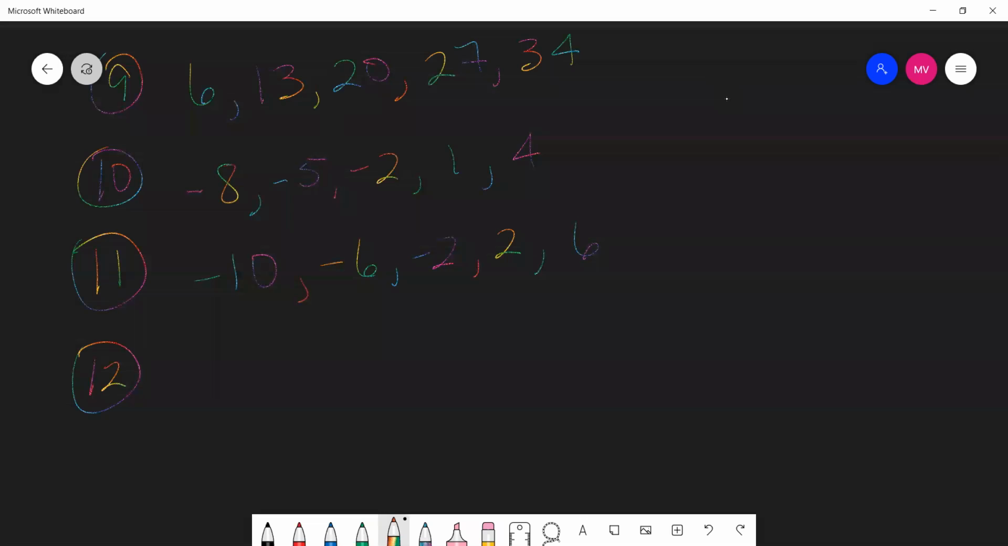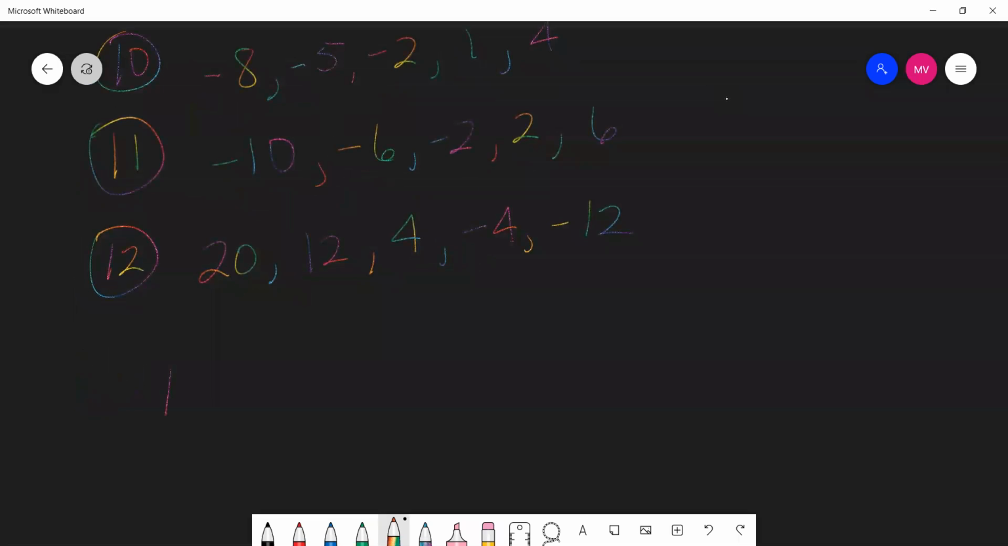Number 12, the term at position 1 is 20. The difference is -8, so we're going down. So A1 is 20. 20 minus 8 is 12. 12 minus 8 is 4. 4 minus 8 is -4. -4 minus 8 is -12. And we are done.